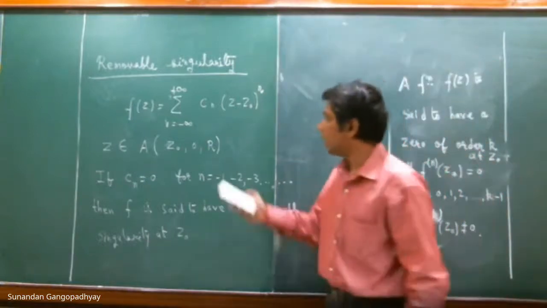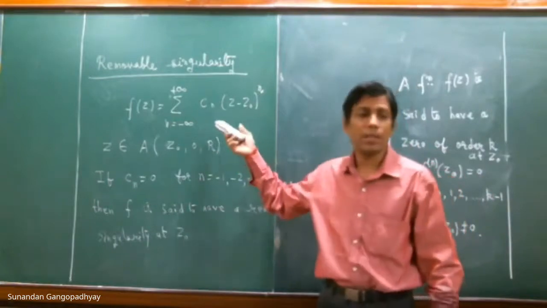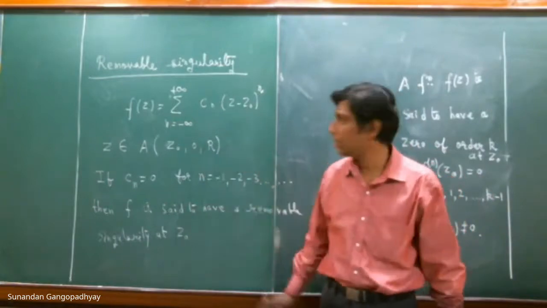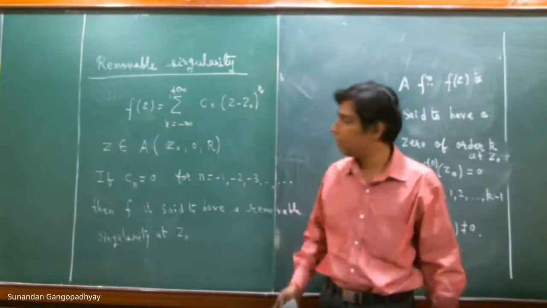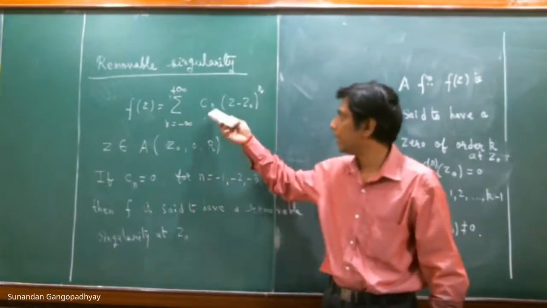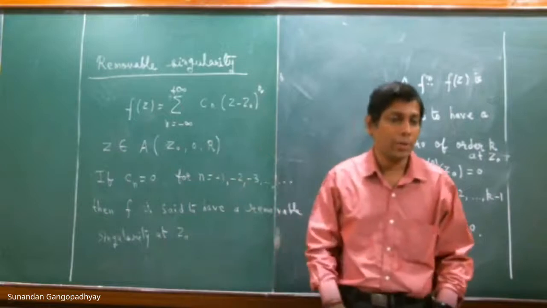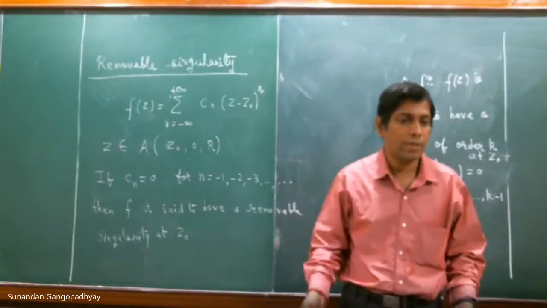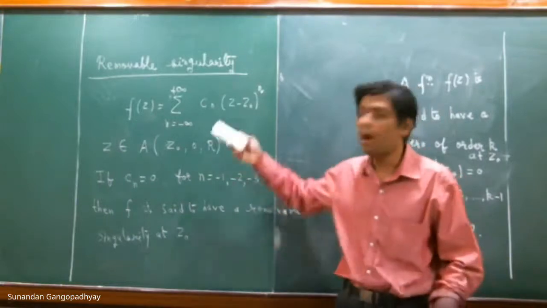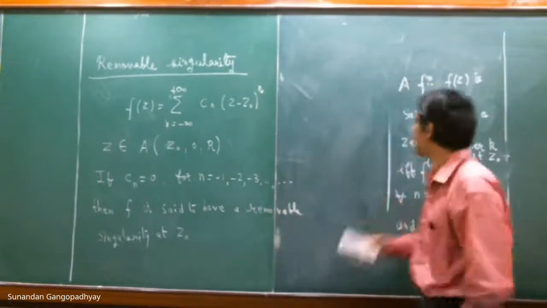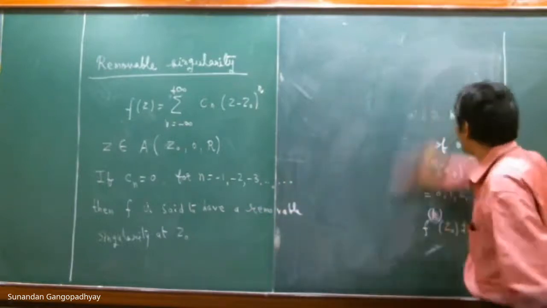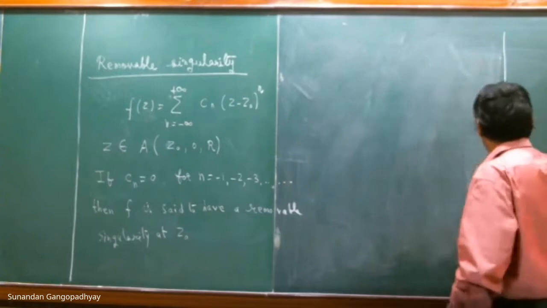Because on one hand, I'm saying that this function has a singularity at z is equal to z naught, and on the other hand, we are saying that c minus 1, c minus 2 vanish. So there are no powers of z minus z naught in the denominator. So how can the function have a singularity? So let's understand this definition of a removable singularity with an example.